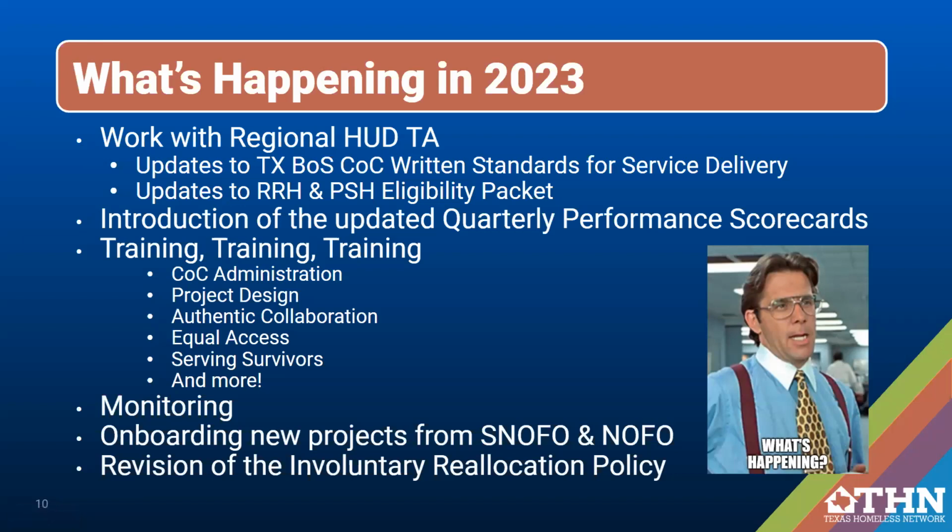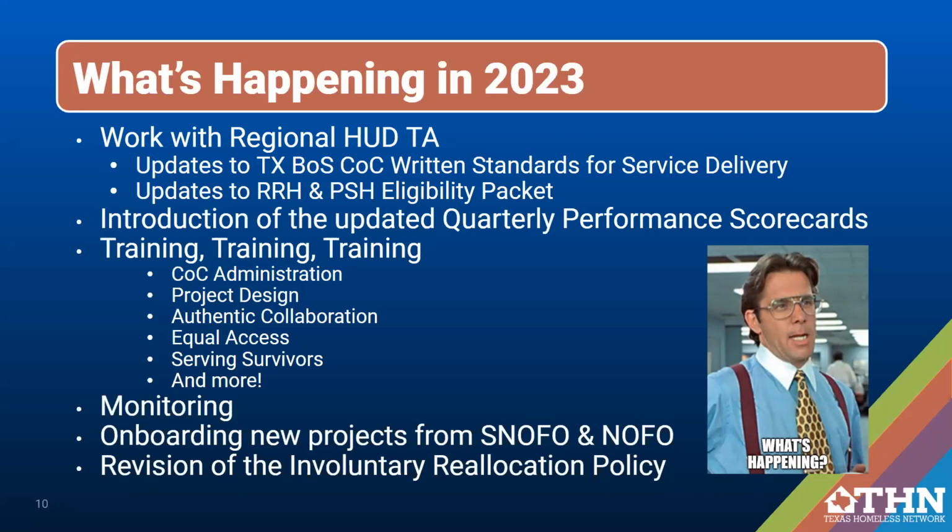Yep, thanks, Jim. So we wanted to give you a sneak peek of what's to come in 2023. So as mentioned previously, we are working with our regional HUD TA provider to update our written standards for service delivery in the Texas Balance of State CoC, as well as update our eligibility packets for both rapid rehousing and permanent supportive housing. A quick note that those eligibility packets are being updated for clarity purposes and not necessarily for content. So if you're using those packets now, which I imagine that many of you are, don't panic. You can still use those packets in the meantime until we release those new versions.